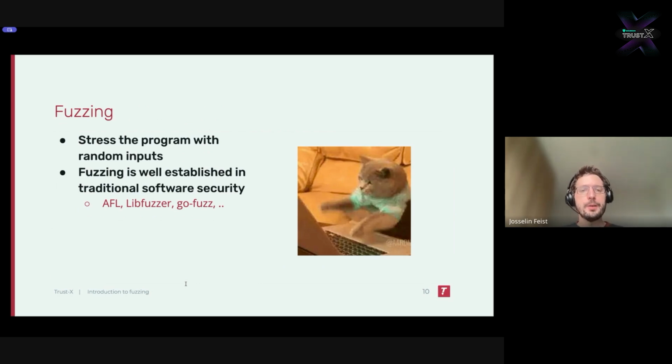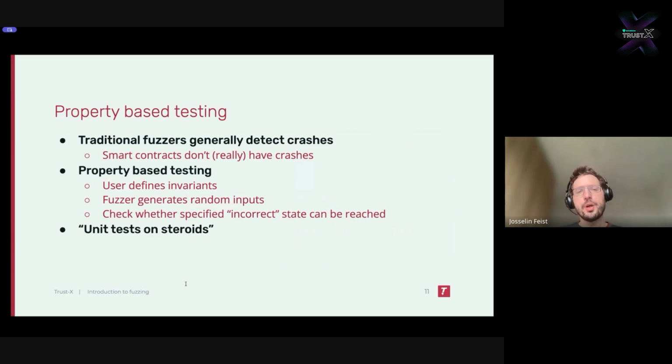Fuzzing is really well established within the traditional software industry, with fuzzers like AFL, LibFuzzer, GoFuzz, and so on. These are fuzzers that are used by security researchers in the Web2 space. But for smart contracts, we have a specificity that we don't find in traditional software development, which is that we are not necessarily looking for traditional vulnerabilities.